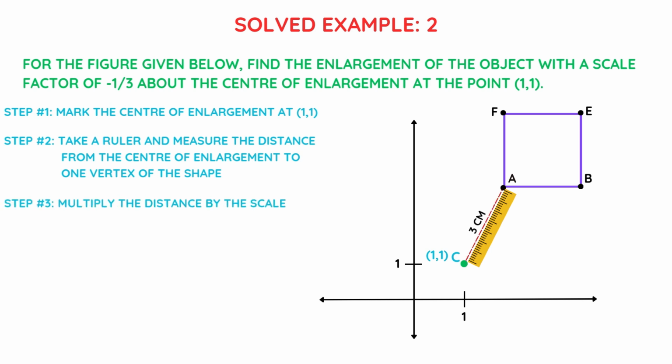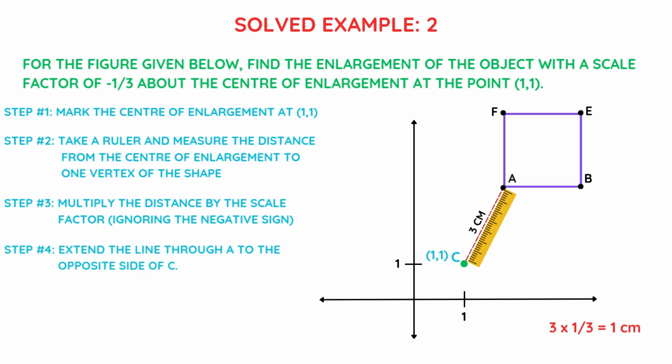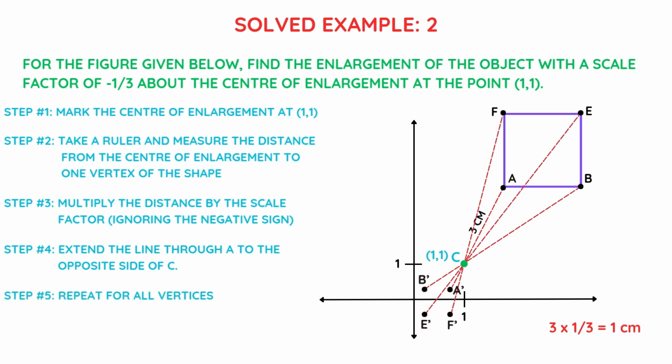Now, for step number 3, multiply the distance by the scale factor, ignoring the negative sign. 3 centimeters times 1/3 equals 1 centimeter. For step number 4, extend the line through A to the opposite side of C. Since the scale factor is negative, place the new point A prime 1 centimetre on the opposite side. For step number 5, repeat for all vertices to get B prime, E prime, etc.